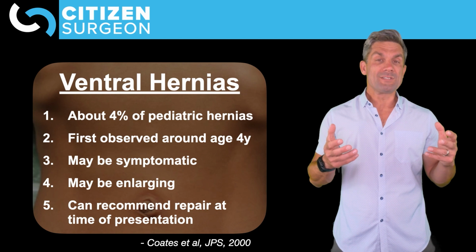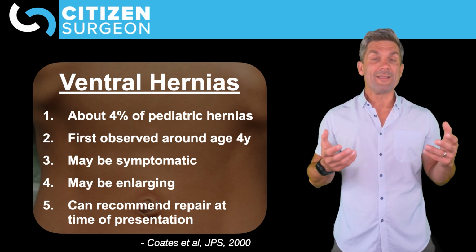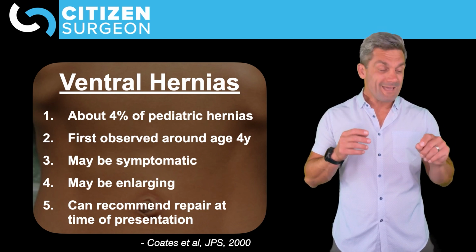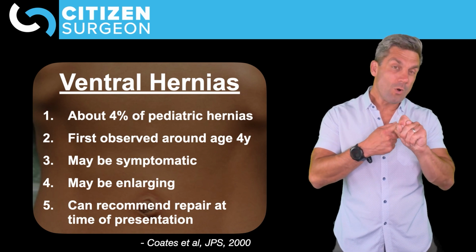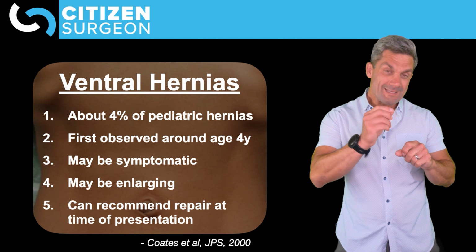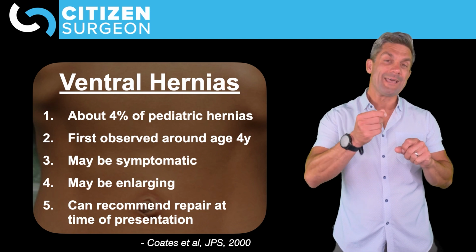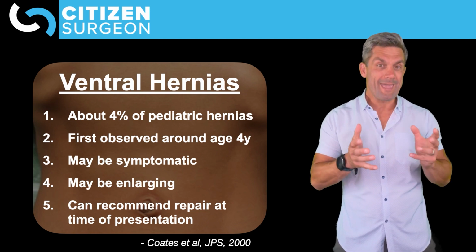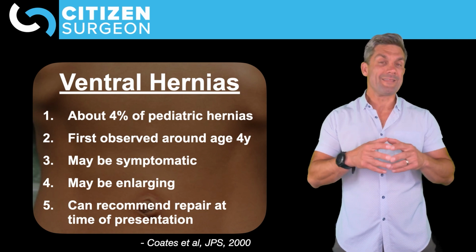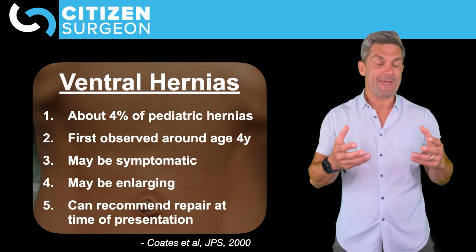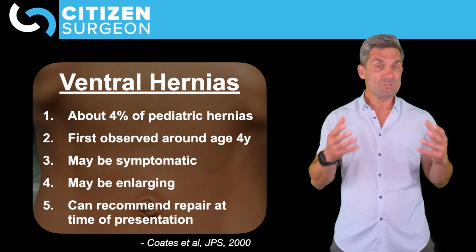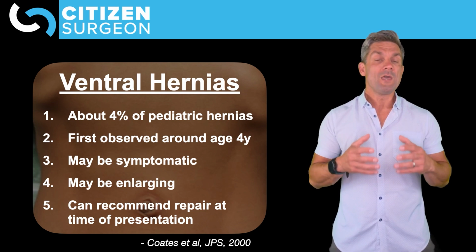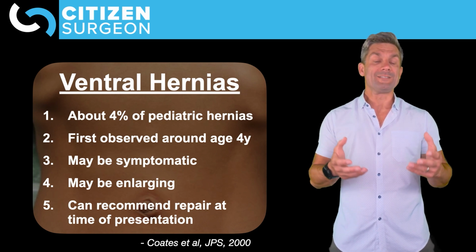Now up to 50% of kids may eventually become symptomatic, and that's because that preperitoneal fat that's squeezing through that little 1 millimeter hole is incarcerated. It can even get strangulated, and that fat can cause pain, okay? So 50% of these or more can become symptomatic. They can also enlarge with time. And when we discover these, they're usually discovered around the age of 4, we recommend operation at the time of discovery.